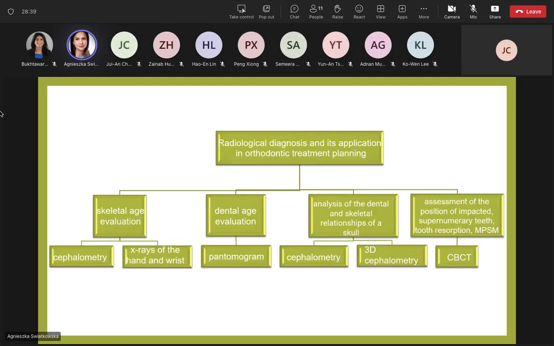Analysis of the dental and skeletal relationship of the skull, and assessment of the position of impacted supernumerary teeth. We can estimate the presence or absence of resorption, and we can also evaluate the mid-palatal suture maturation. And now, today we will talk about this.